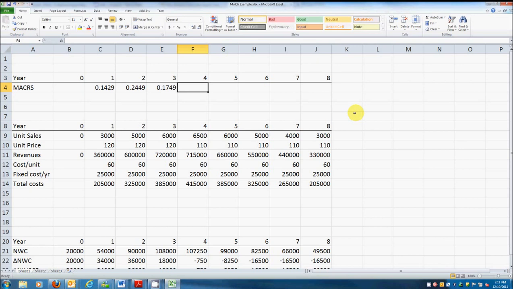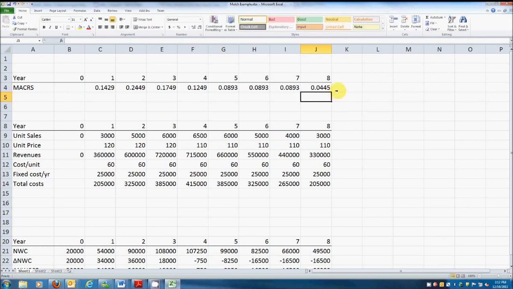0.1749 for year 3, 0.1249 for year 4, 0.0893 for year 5, also for year 6, and also for year 7. And then finally in year 8 we have 0.0445.